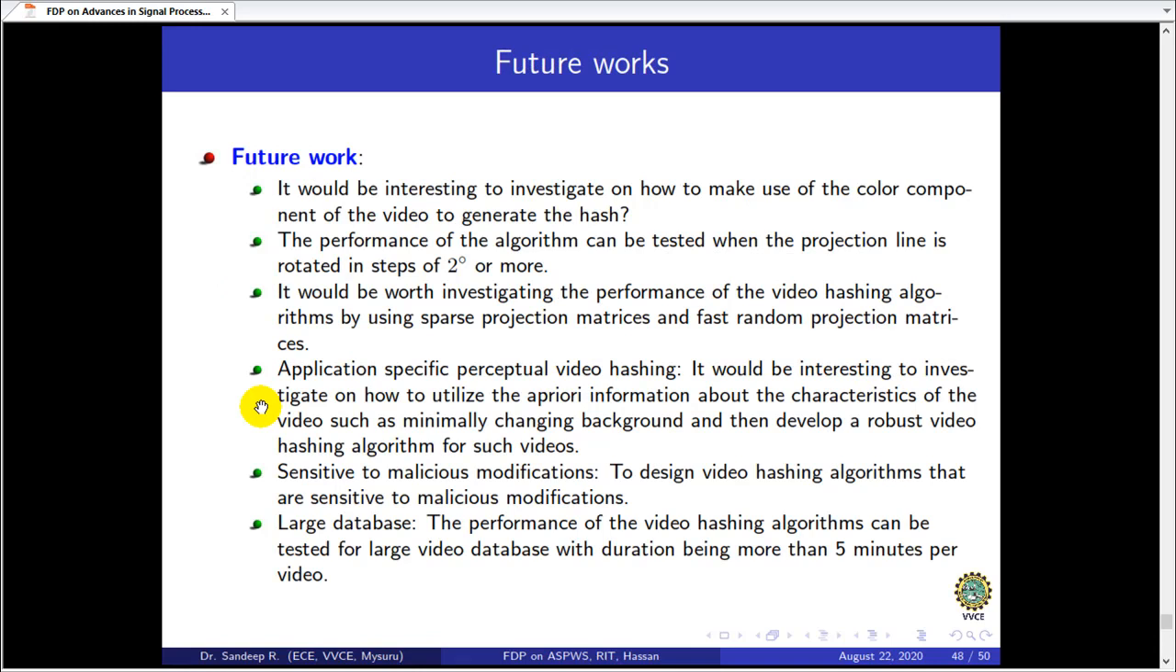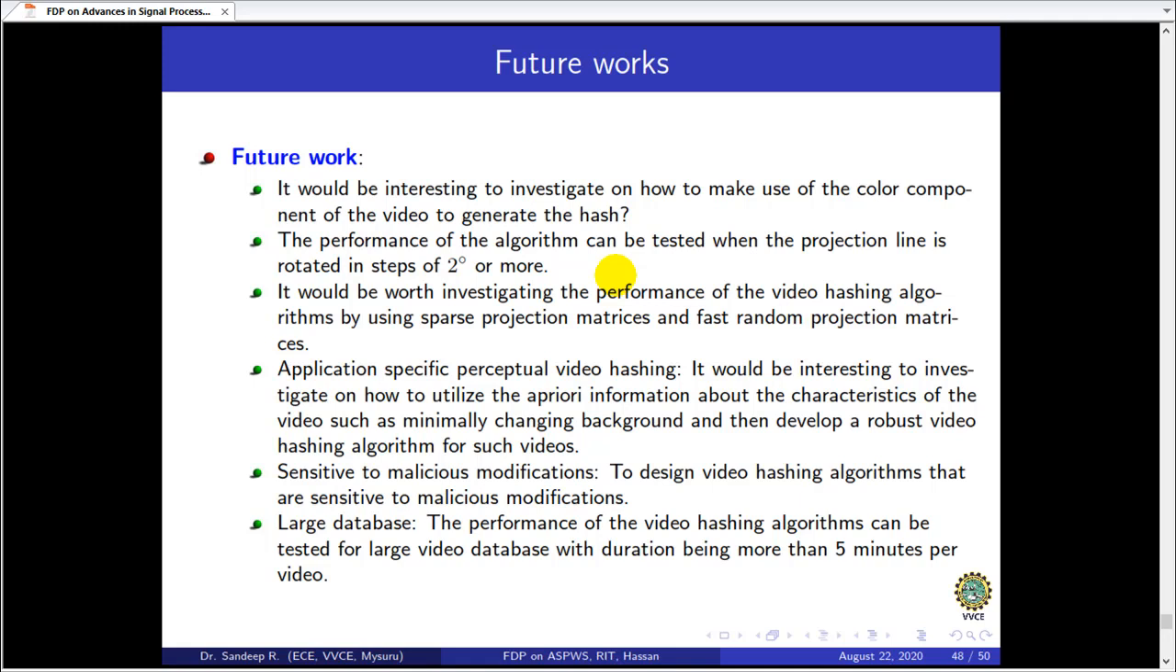Some of the future work that can be carried out: it would be interesting to investigate how to make use of the color component of the video to generate the hash. Remember, we had converted the RGB to gray video and neglected the color component. So if you want to work on this, you can see how adding the color component information would affect the hash and thereby the performance of the algorithm. In the radial projection technique, we had rotated the line and the plane by 1 degree. To reduce the number of calculations, you can rotate it by 2 degrees and see how the performance of the algorithm changes.